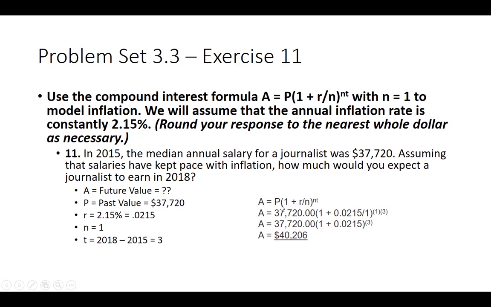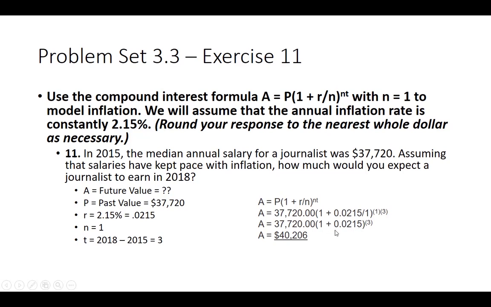Plug in 37,720 for P, plug in 0.0215 for R, 1 for N in both places, 3 for T. And what do we do first? We do the exponent. 1 times 3 is 3. Then what do we do? We do the division. 0.0215 divided by 1 is just 0.0215.